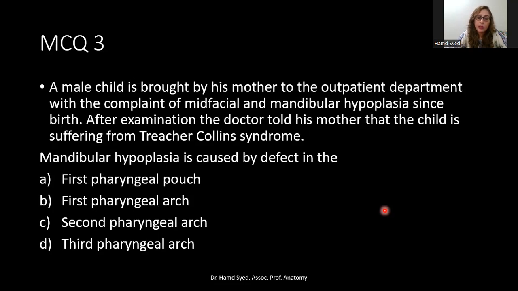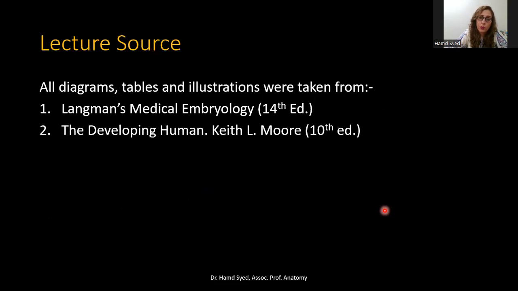Then we come to the third clinical-based scenario. Here is a male child brought by his mother to OPD with midfacial and mandibular hypoplasia. And after examination, his mother is told that the child is suffering from Treacher-Collins syndrome. Now, Treacher-Collins, we know, is the mandibular hypoplasia. This is caused by defect in, after discussing the topic, the Treacher-Collins syndrome is a first arch maldevelopment syndrome. Okay, so this concludes today's topic.